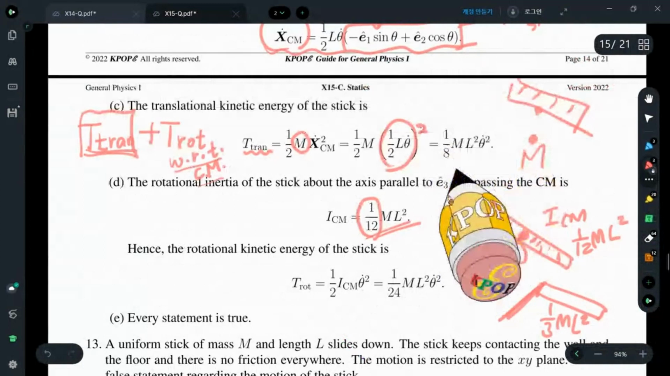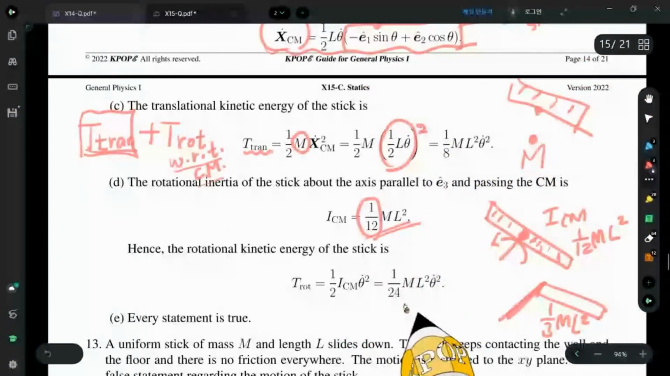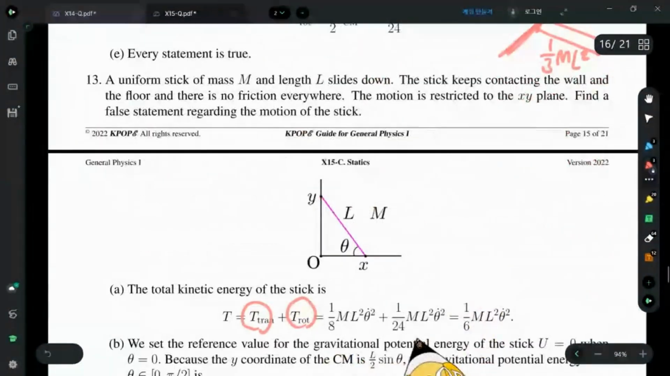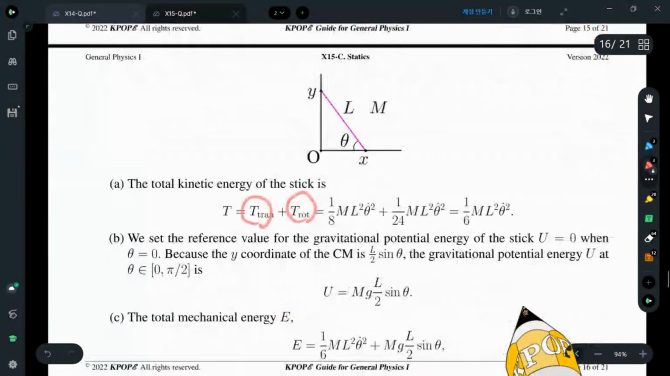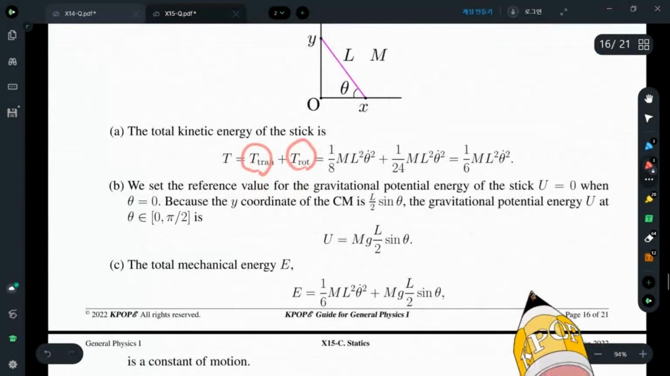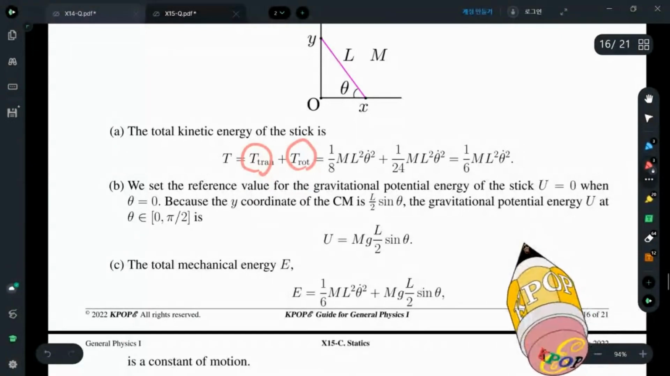It was 1/8 and it was 1/12 in 24. The sum of these two is 1/6 of m l squared theta dot squared. Now we are ready to attack the real dynamic problem. This situation involves the gravitational force. The gravitational force has a gravitational potential energy, and because it is a conservative force, total mechanical energy must be conserved.